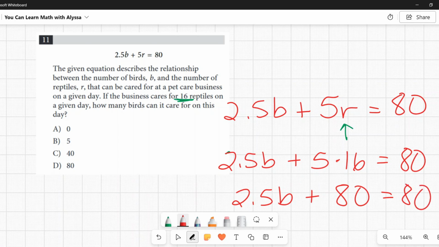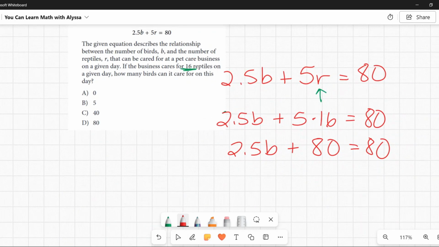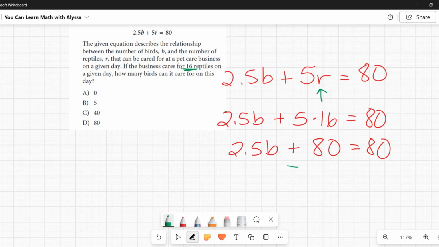Oh, look, they're maxed out. You might stop at that point and go, wait, okay, they can't handle any birds. Well, let's confirm that mathematically, that yes, this is true. They cannot handle any birds. So let's solve for B. Since 80 is being added, let's subtract 80 from both sides. And I get that 2.5B equals 0.